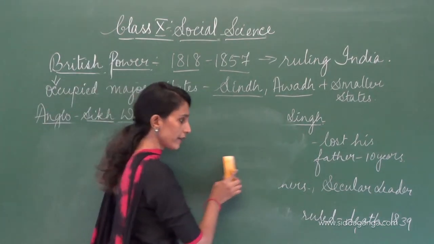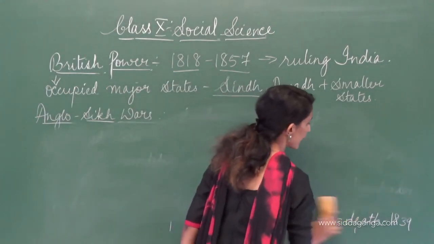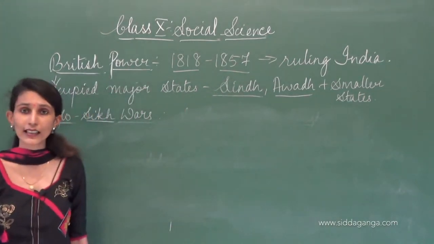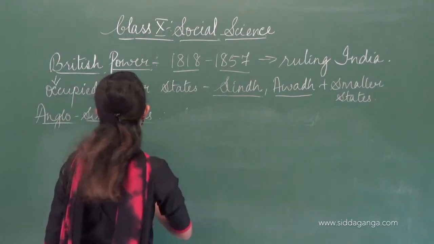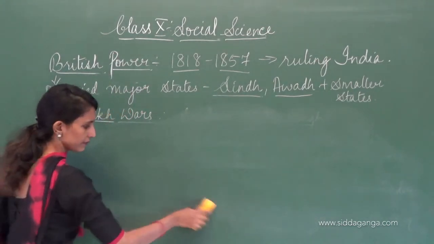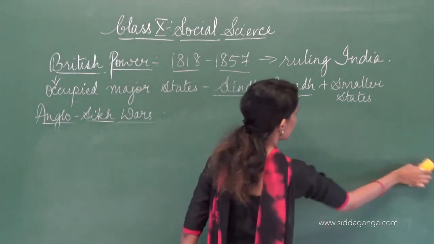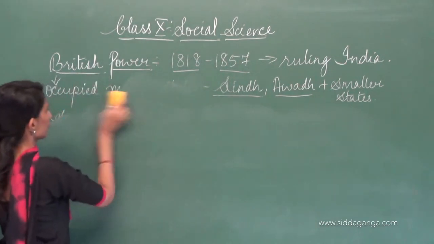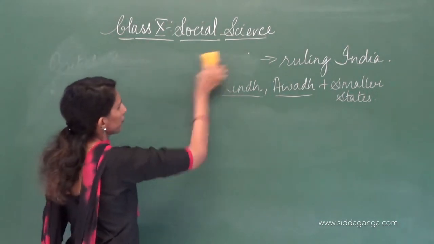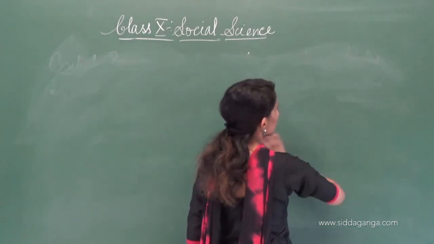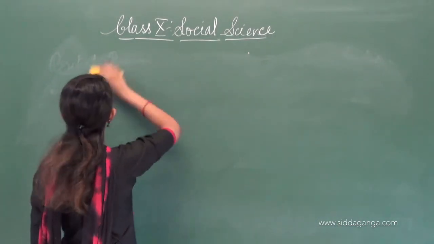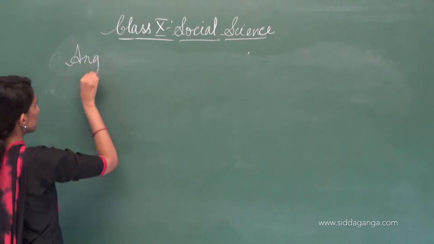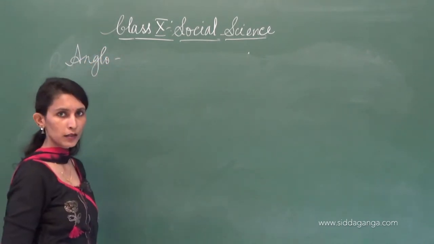Today again, I want you to read, and with that, because we'll be finishing the second lesson, as I go further, it will be easy for you to connect one lesson to the other. It's all an interconnection from the first lesson to the second, second to the third. Okay, let's begin the Anglo-Sikh War. Anglo is Britishers.